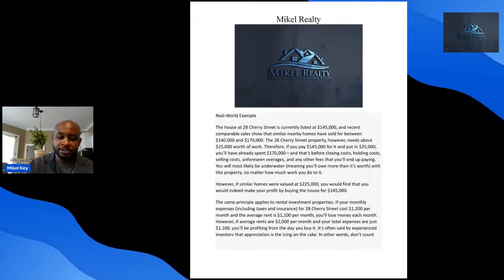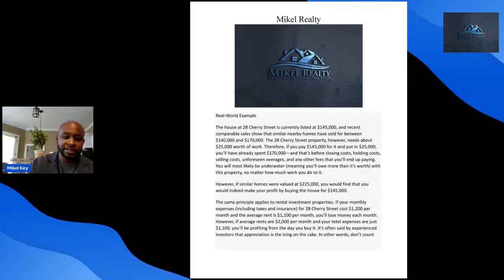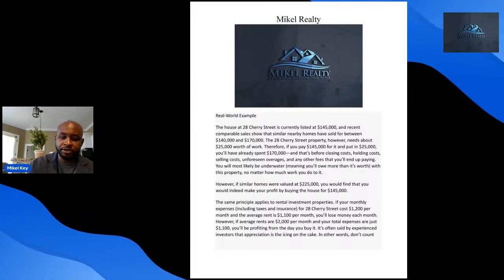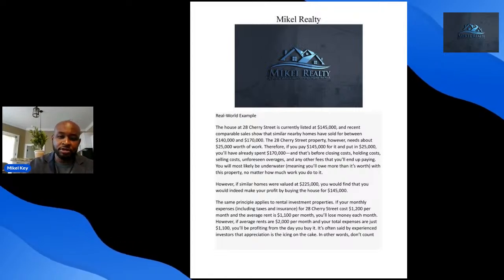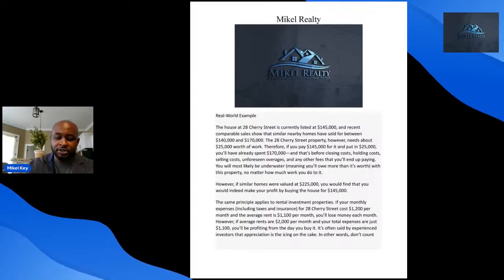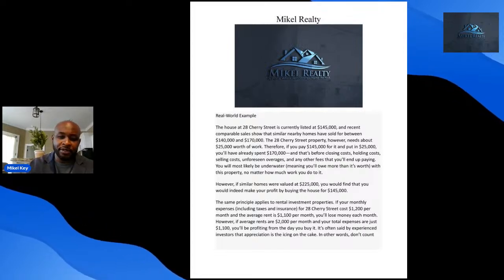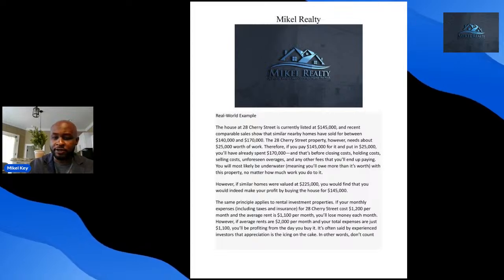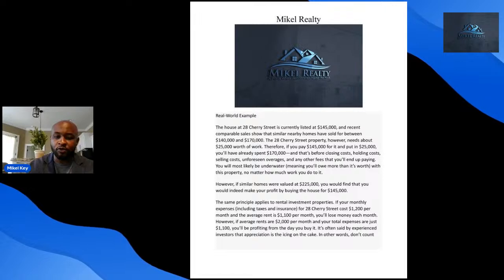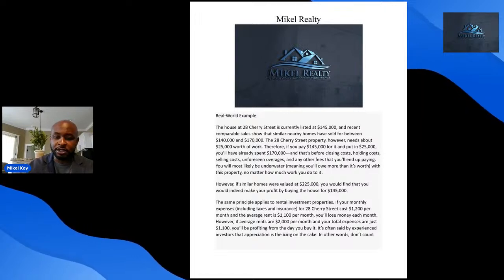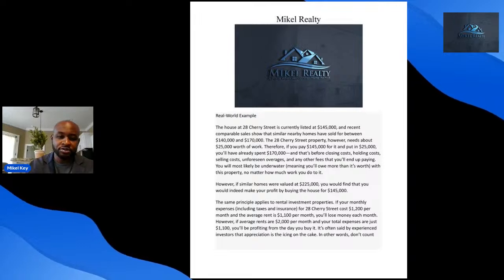So I want to get into some real world examples. We'll just go through one. Let's say the house at 28 Cherry Street is currently listed at $145,000. Recent comps show that similar homes nearby have sold for 140 and 170. And the 28 Cherry Street property needs about $25,000 worth of work. Therefore, if you pay 145 for it and put 25 in it, you've already spent 170. And that's before closing costs, holding costs, selling costs, unforeseen overages, and other fees that you'll end up paying.